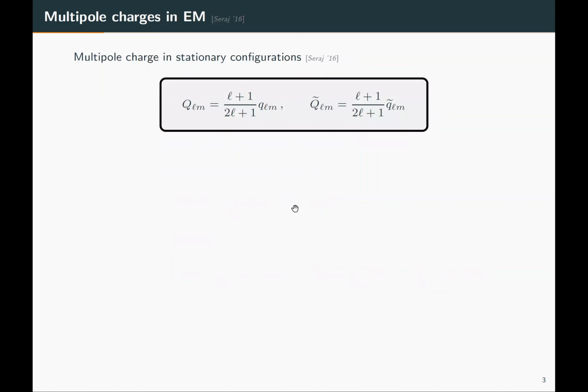Now let's compute these charges. In a stationary configuration, when you compute these charges, you find that they are given by these expressions. You see that the charges reproduce the source multipole moments up to some numerical coefficient. This is interesting because it promotes the multipole moments to charges associated with symmetries in the theory.